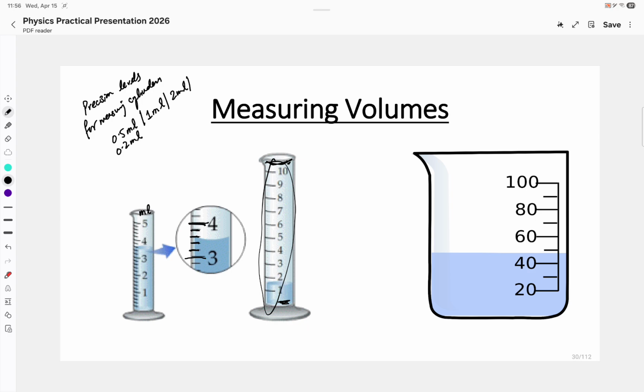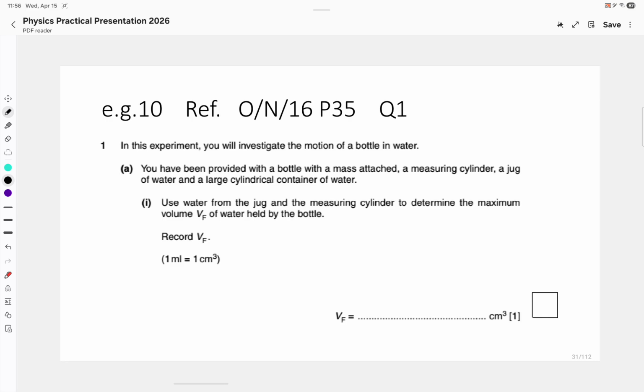Okay, so now let's talk about if the volume activity is in the paper, how you are going to measure the volume. For instance, October November 16, paper 35, question number 1. In this experiment you will investigate the motion of a bottle in water. You have been provided with a bottle with a mass attached, a measuring cylinder, a jug of water, and a large cylindrical container of water. Use water from the jug and the measuring cylinder to determine the maximum volume of water held by the bottle. Record this volume VF in cm cube, for 1 mark, and they have given you a hint that 1 ml is considered 1 cm cube.